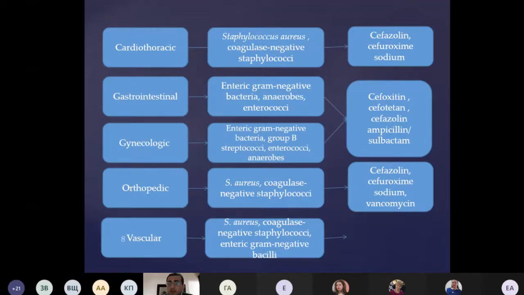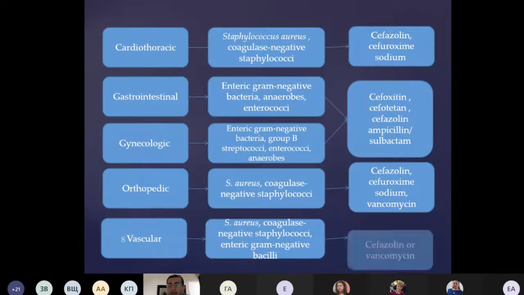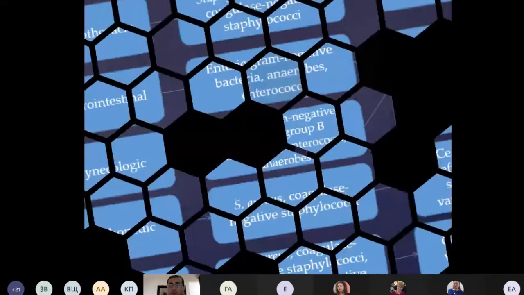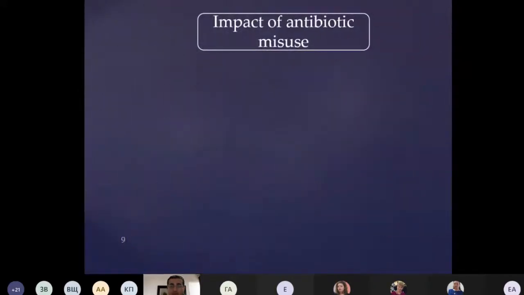We can also use cefoxitin, cefotetan, cefazolin, ampicillin, and sulbactam. In orthopedic surgery mainly, we can find Staphylococcus aureus and coagulase negative staphylococci, so we can use cefazolin, cefuroxime sodium, and vancomycin. Also in vascular surgery, we can find Staphylococcus aureus, coagulase negative staphylococci, and enteric gram negative bacilli, so we can use cefazolin and vancomycin. So cefazolin remains one of the most important antibiotics in surgeries.